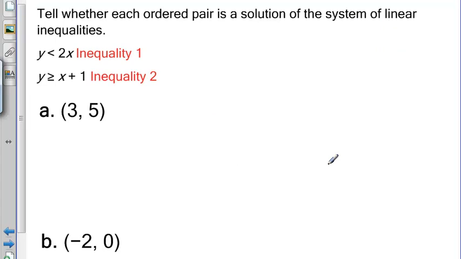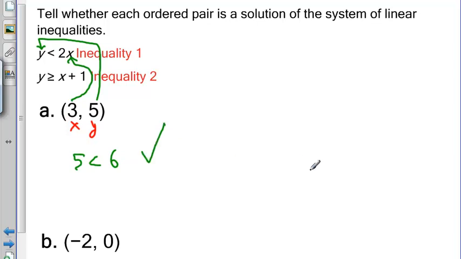Last but not least, we want to be able to take x, y points and plug them into inequalities to see if it's a solution to the system of inequalities. That means it's got to work for inequality 1 and it's got to work for inequality 2. So plugging the x and the y into inequality 1, we would have 5 is less than 3 times 2, which is 6. So that would be yes, a check mark, because 5 is less than 6.